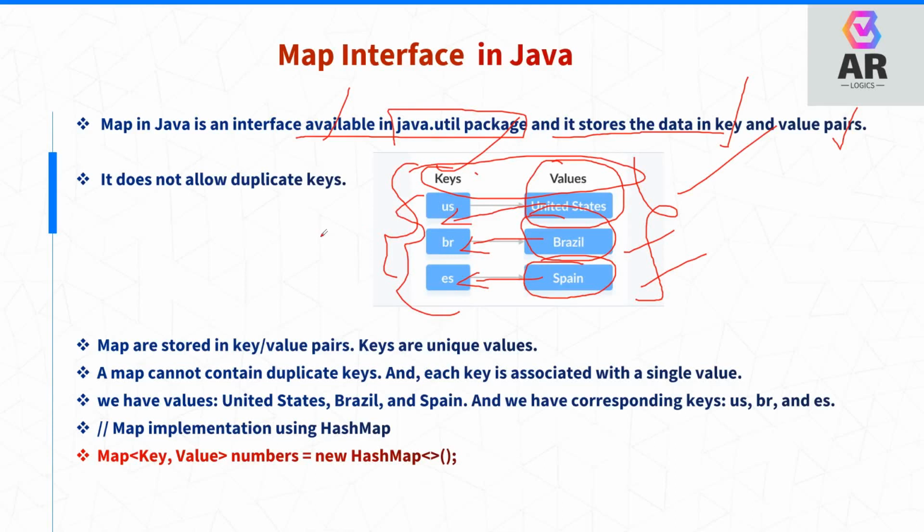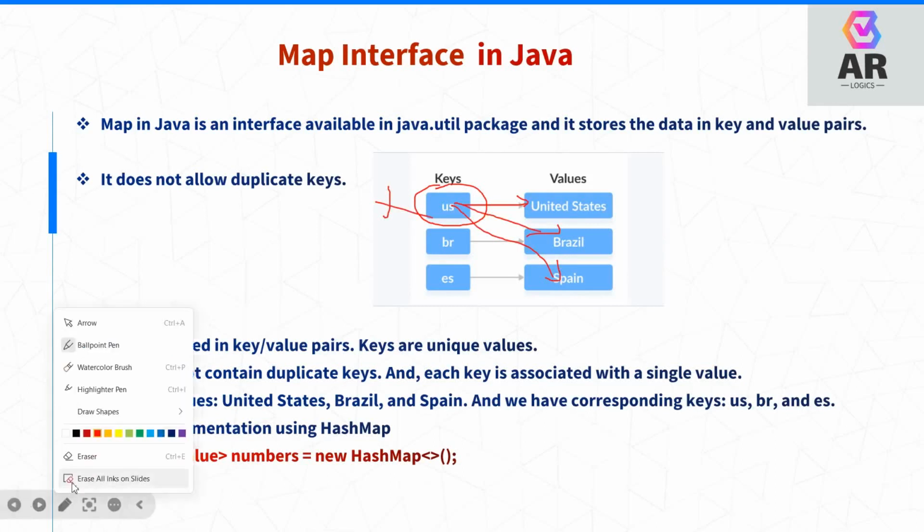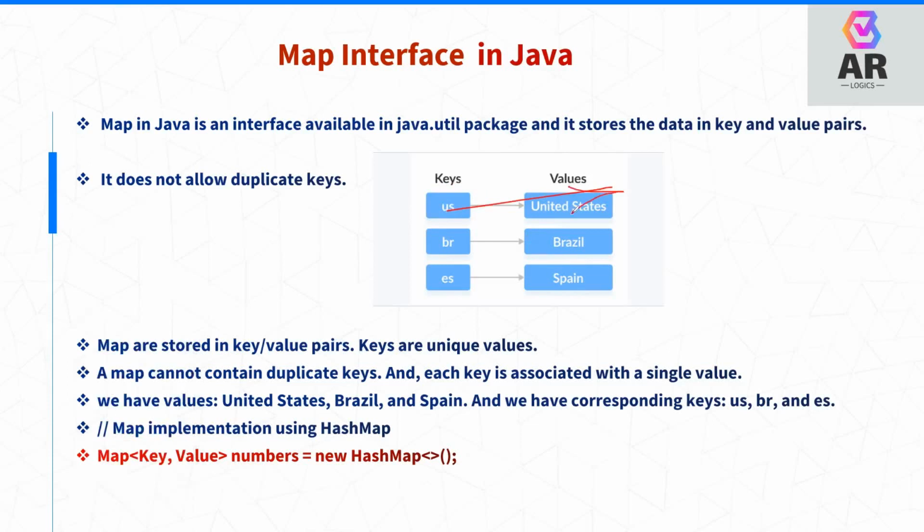You cannot add duplicate keys. A Map stores key-value pairs. Keys are unique values. A Map cannot contain a duplicate key. Each key is associated with a single value. Each key has only a single value only. It doesn't have multiple values. Single key having single value. Okay, remember.